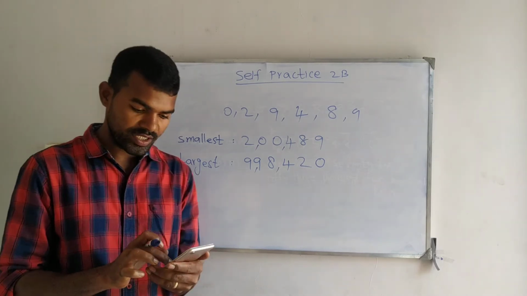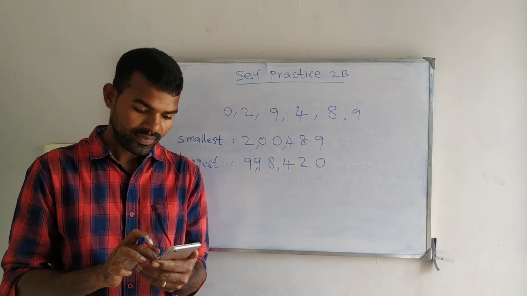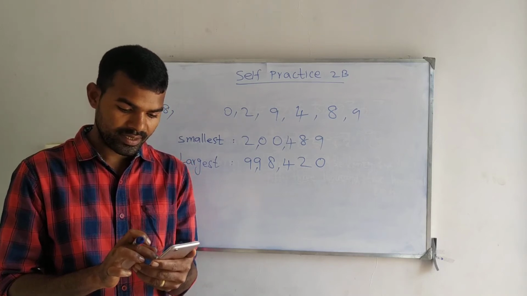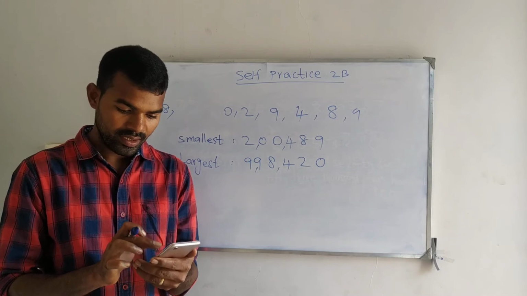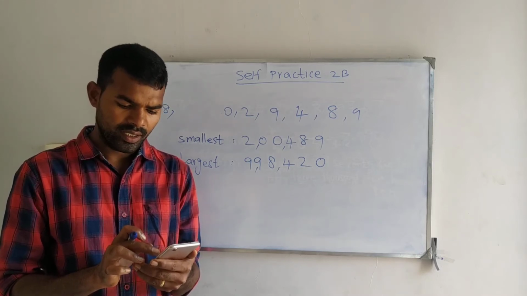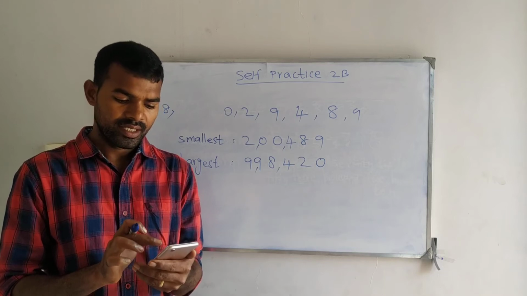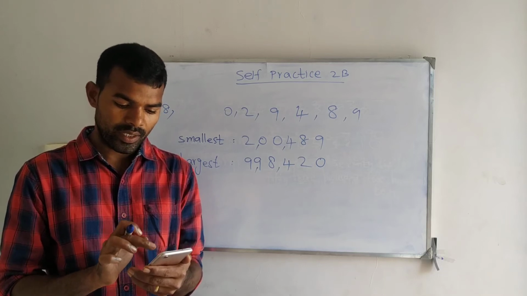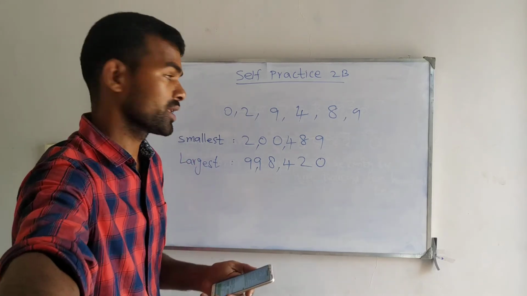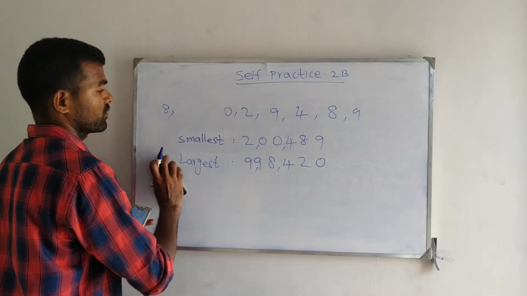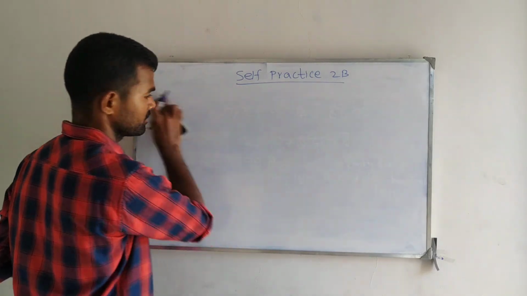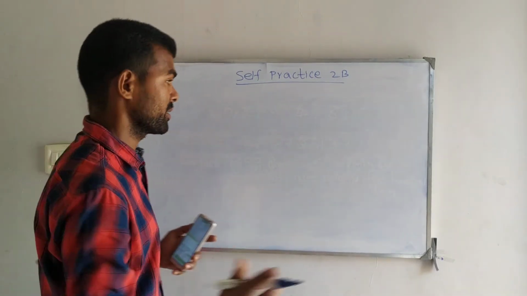Next we will go to question number 9. Write the greatest and smallest number of 6 digits using 3, 9, 0, 4, 6, 2 only once, such that the digit 3 always appears at the hundredth place. Just read the question. We will form it now.